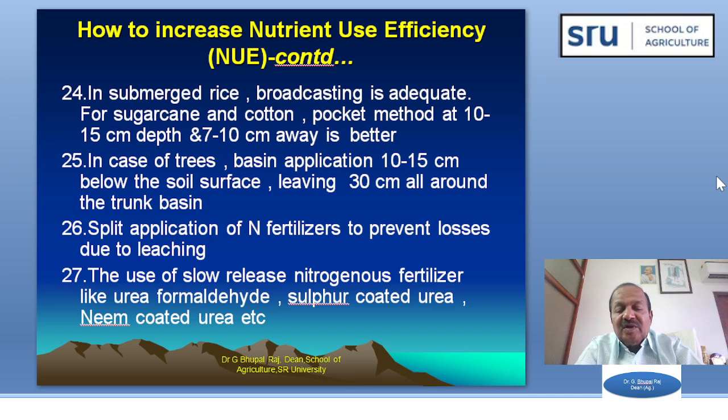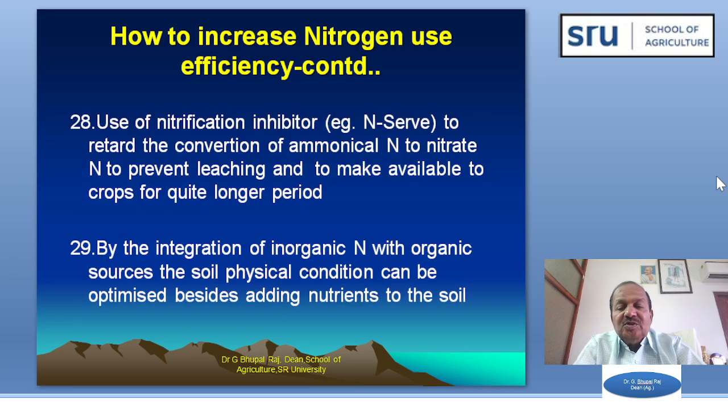The use of slow release nitrogen fertilizers like urea formaldehyde, sulfur coated urea, neem coated urea, etc. has to be applied to increase the nutrient use efficiency. Use of a nitrification inhibitor, for example nitrapyrin, retards the conversion of ammoniacal nitrogen to nitrate nitrogen, to prevent leaching and to make it available to the crops for a quite longer period. By the integration of inorganic nitrogen with organic sources, the soil physical condition can be optimized besides adding the nutrients to the soil.